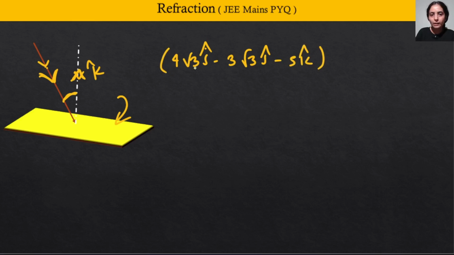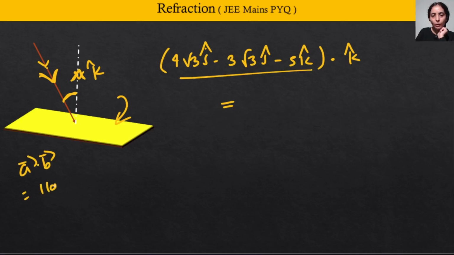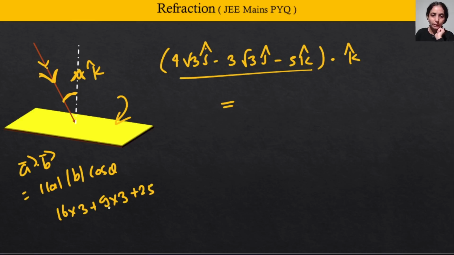Now take its dot product with what? Take the dot with k cap. Okay, so this will become equal to how much? The mod of this. You find its mod, because what is a dot b? A dot b you write as mod A mod B cos theta, right? So mod A will be equal to how much? 16 into 3 plus 9 into 3, plus 25. So this is 48. 48 plus 27, and plus 25.